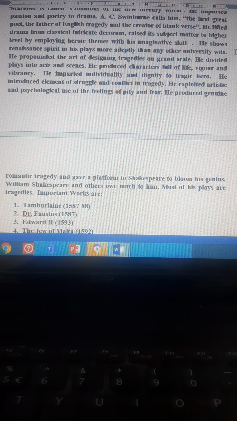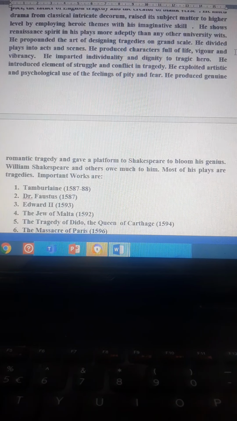He propounded the art of designing tragedies on a grand scale. He divided plays into acts and scenes. He produced characters full of life, vigor, and vitality. He imparted individuality and dignity to tragic heroes. He introduced the element of struggle and conflict in tragedies. He exploited artistic and psychological use of the feelings of pity and fear.